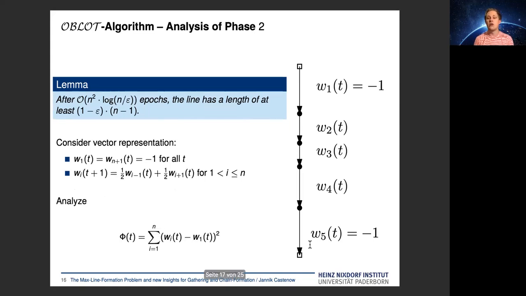Now, how to analyze this? Just a rough idea is to define such a potential here. The potential is the difference of a vector to these two fixed vectors, to the -1 vectors, squared, and the sum over all these squared differences. The analysis then is quite technical, but with this knowledge, one can prove that after n squared log n divided by epsilon epochs, the line has a length of at least 1 minus epsilon times n minus 1, meaning we have reached a 1 minus epsilon approximation.